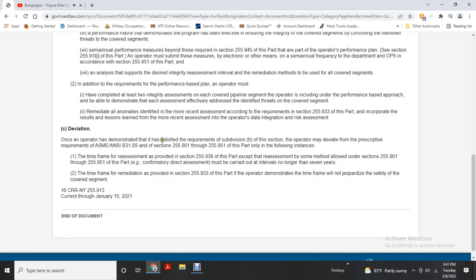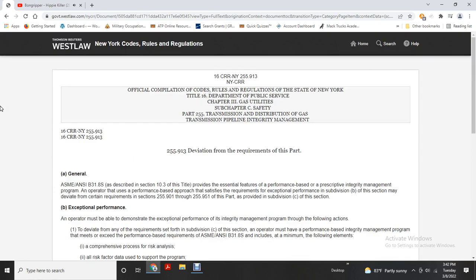C. Deviation. An operator that has demonstrated that it has satisfied the requirements of subdivision B of this section may deviate from the prescriptive requirements of ASME/ANSI B31.8S or sections 255.901 through 951 of this part only in the following instances. The time frame for reassessment as provided in 255.939 of this part, except for reassessment by the same method allowed under sections 255.901 through 951 of this part. Conformity direct assessment must be carried out at intervals no longer than seven years. The time frame for remediation provided in section 255.933 of this part, where the operator demonstrates that the time frame will not jeopardize the safety of the covered segment. That's section 913, deviations from requirements of this part.